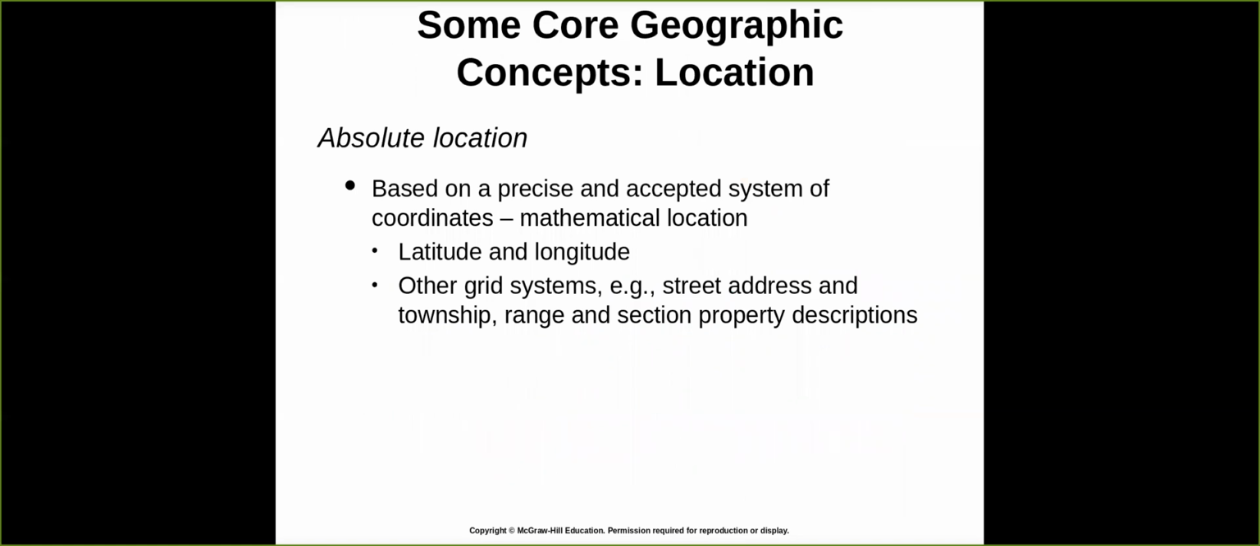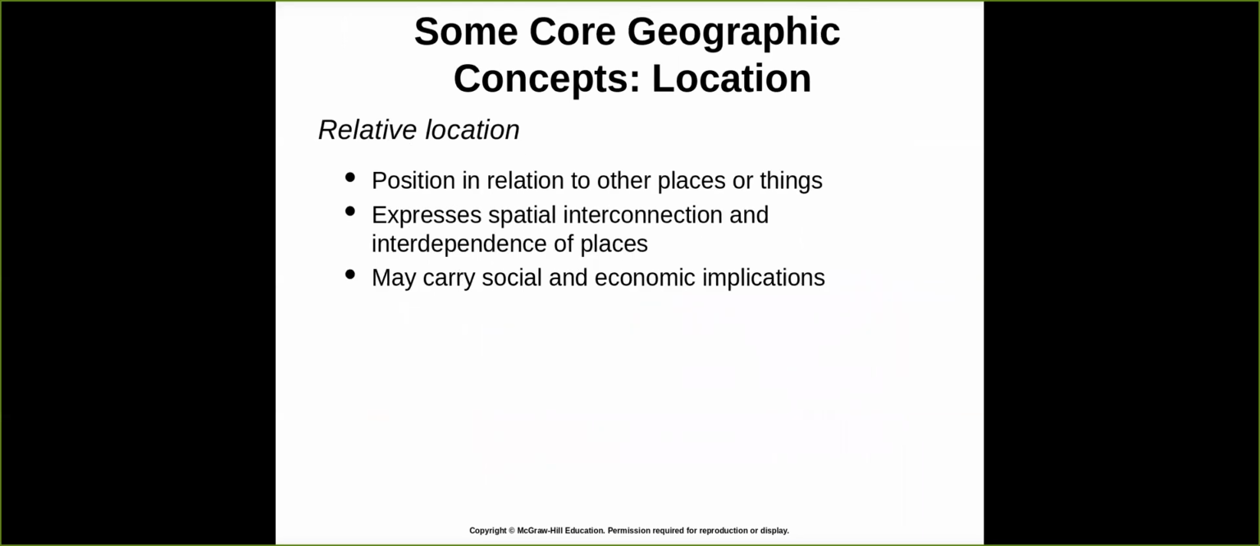Absolute location, this is the actual physical location that you have on the earth. These are the actual borders and boundaries and their mathematical representations on the globe. On the surface, that's the latitude and longitude or other grid system that's actually used to locate a point or series of points on the surface of the earth. That's the absolute location concept.